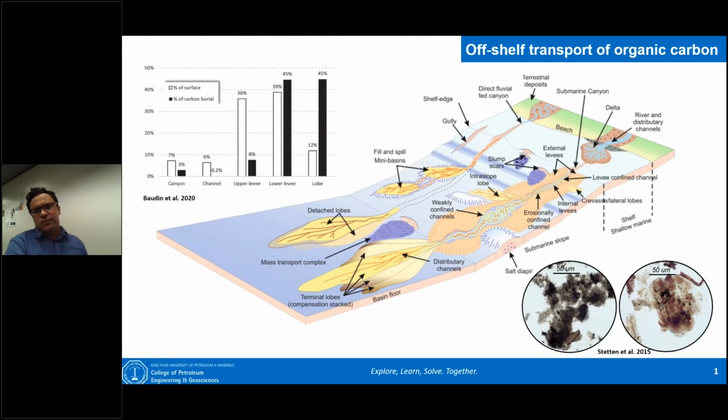Studies and observations from modern fan systems such as the Congo and Bengal suggest that these different fan environments could be pretty efficient in sequestering large quantities of organic carbon, as you can see in the chart on the top left. And the amount of carbon that is buried in these systems is sufficient to impact climate over geological time scales.